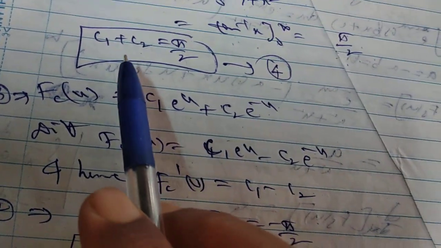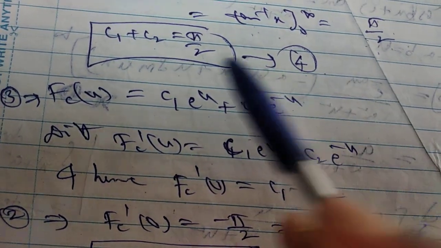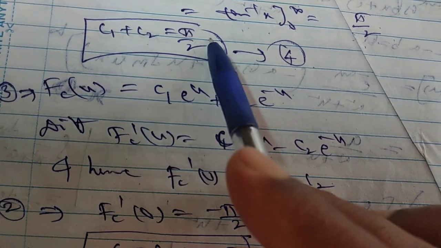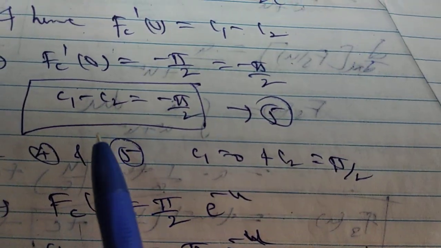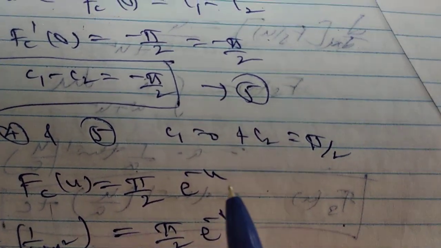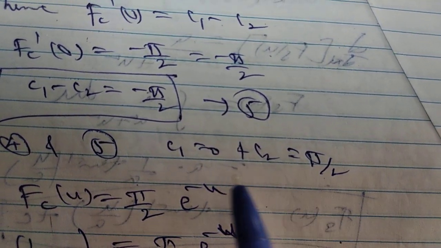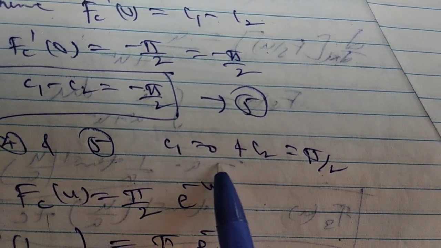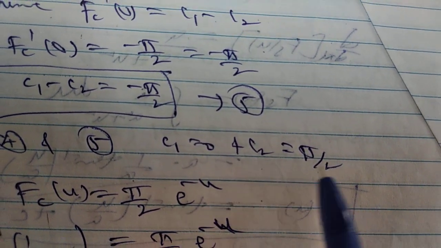So already we know one more equation, equation 4. What is equation 4? C1 plus C2 is equal to pi by 2. And equation 5 is C1 minus C2 is equal to minus pi by 2. Solve the two equations and we find the values of C1 and C2. So what is the value for C1? C1 is equal to 0 and C2 is equal to pi by 2.